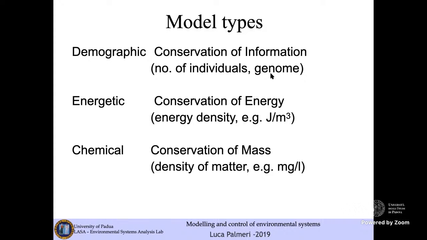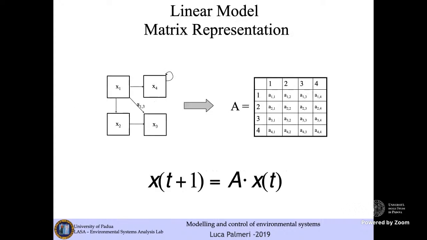So you shall employ, for example, as a currency for your model, energy density, joule per cubic meter. Finally, in case of a conservation of mass approach, then you shall employ as a currency the density of matter. So what you will look at flowing between the elements of your model is density of matter, milligrams per liter.